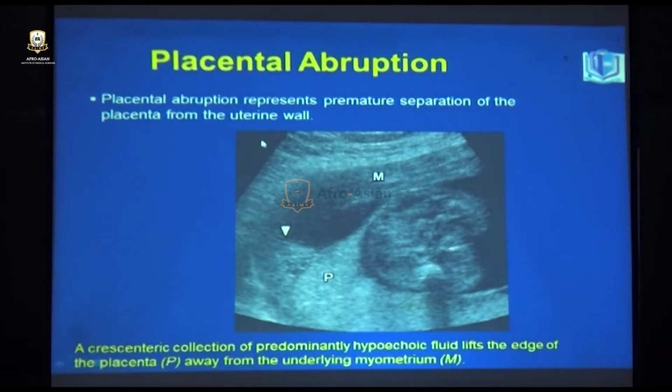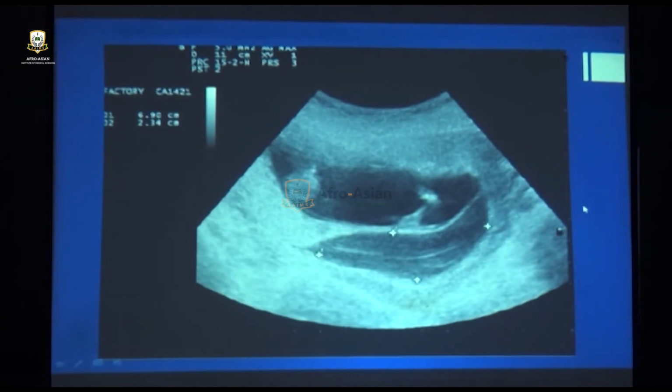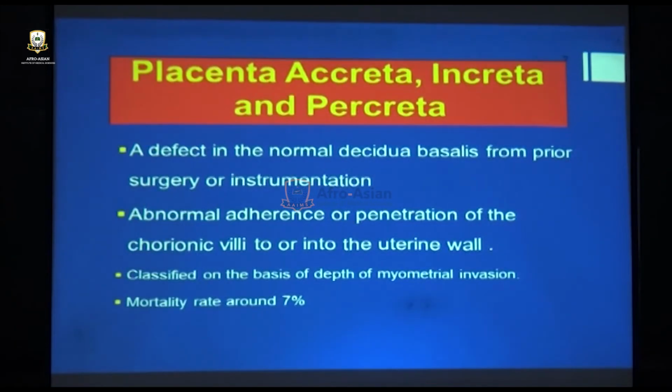Another variety is placental abruption. We see it every day. This is the placenta, and close to the posterior aspect of the placenta, there is a hypoechoic area, which is likely to be a hematoma based on history again. Yet another example, there is a large hematoma lifting up the edge of the placenta. If the separation or abruption is more than 40%, there is a serious threat to the fetus. Here we come. This is placenta accreta, increta, and percreta.